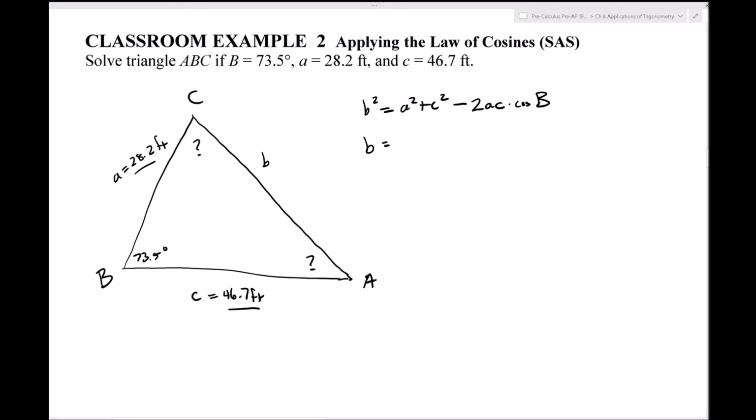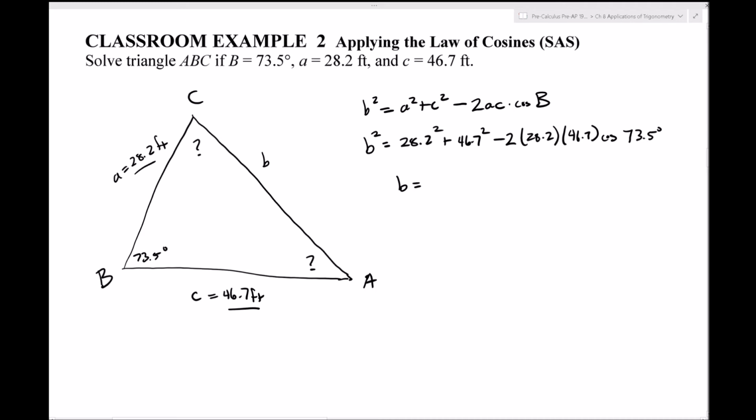That one I don't know for sure. Little a is 28.2, and we're going to square it. Little c is 46.7, we're going to square it, minus 2 times 28.2 times 46.7 times cosine of 73.5. Calculator. So what I'm going to do is go ahead and find, and that's b squared, by the way. B is going to equal the square root of all that, so I'm going to do that all in one shot if I can.